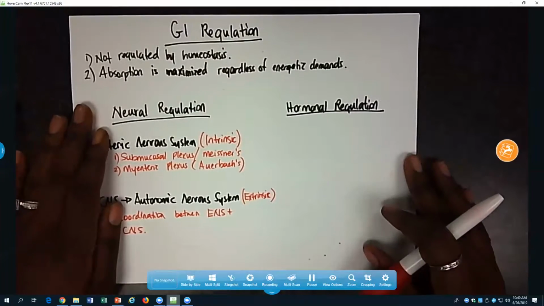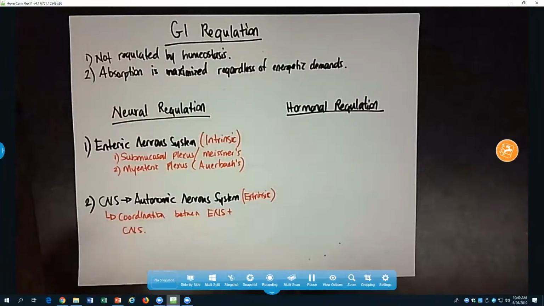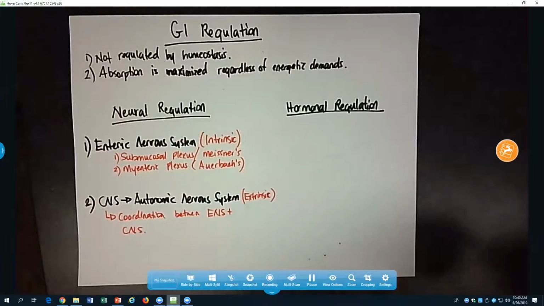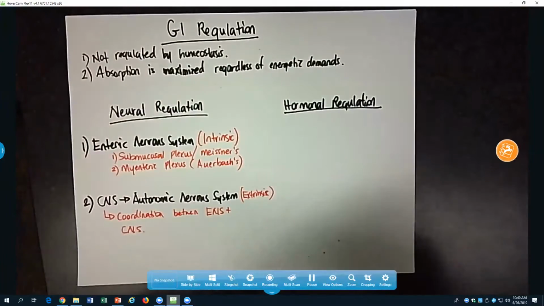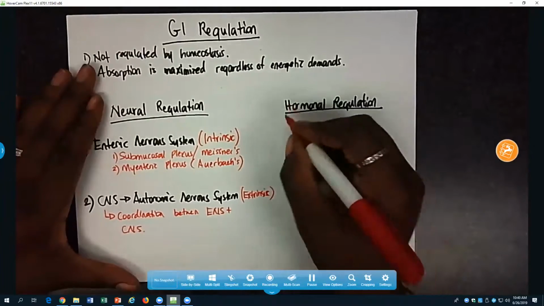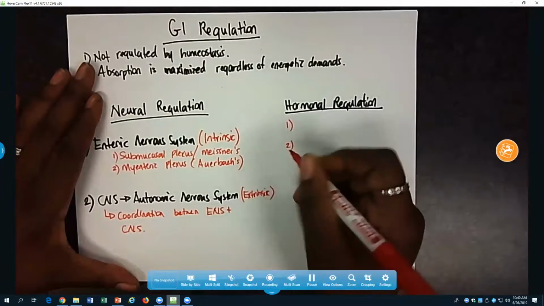Okay, so this is basically a broad overview of the neural regulation, right, involving the nervous system. Let's talk about the hormonal regulation and the players here. So the hormonal regulation, basically there are 4 hormones we'll talk about throughout the course of today.